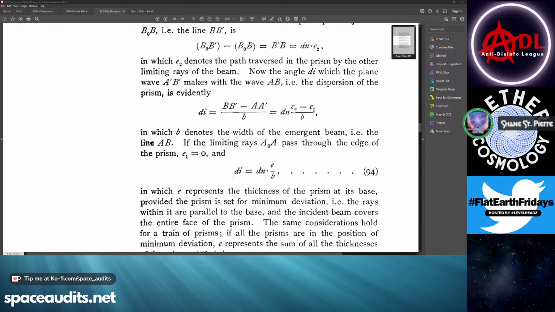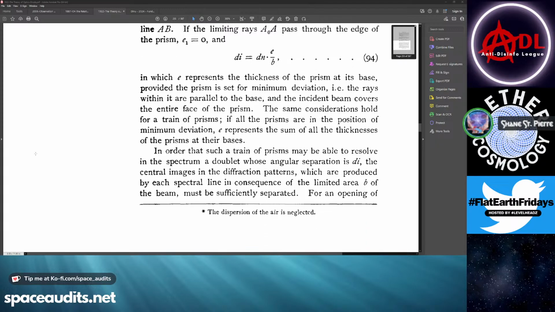Now the angle d theta, which the plane wave A prime B prime makes with wave AB, is the dispersion of the prism, is evidently d theta equals (B prime B minus A prime A) over B, which equals dn (E sub 2 minus E sub 1) over B, in which B denotes the width of an emergent beam, the line AB. If the limiting rays A sub 0 A pass through the edge of the prism, E sub 1 equals 0, and d theta equals dn times E over B, in which E represents the thickness of a prism at its base, provided the prism is set for minimum deviation. The rays within it are parallel to the base, and the incident beam covers the entire face of the prism.